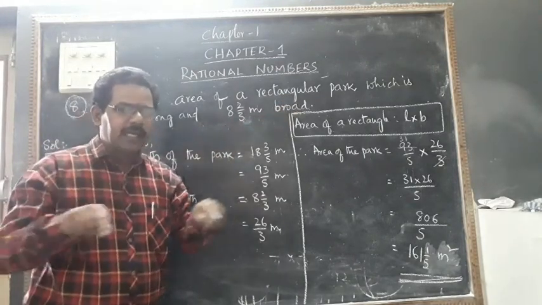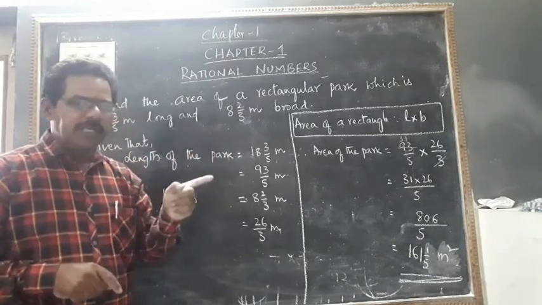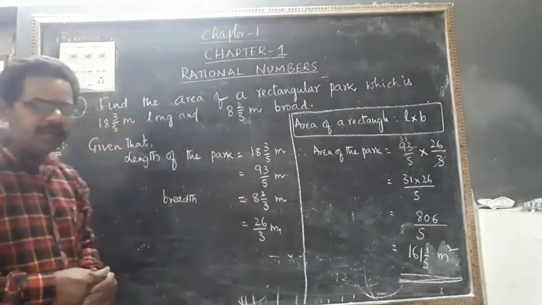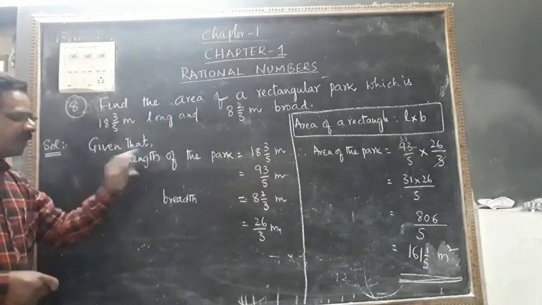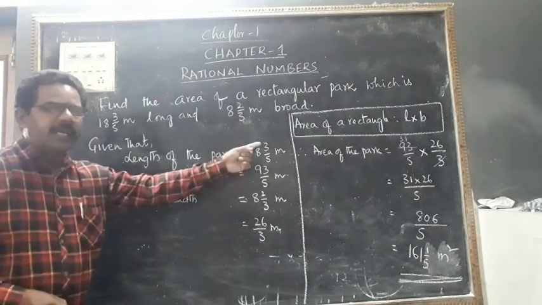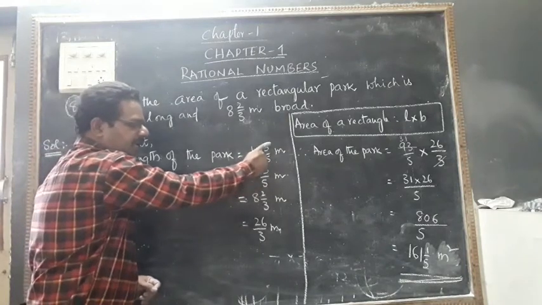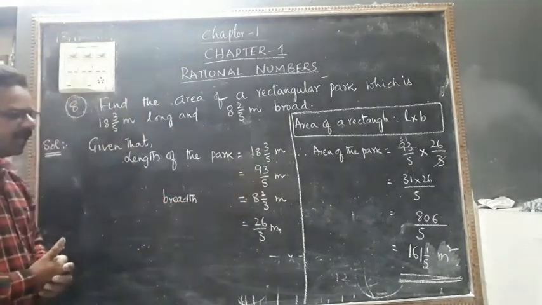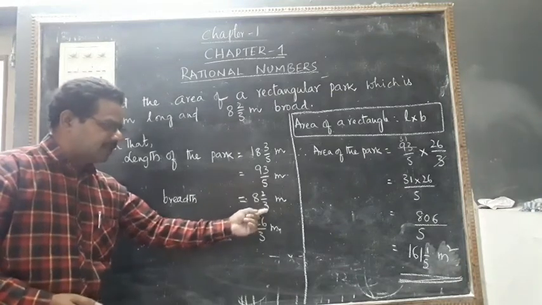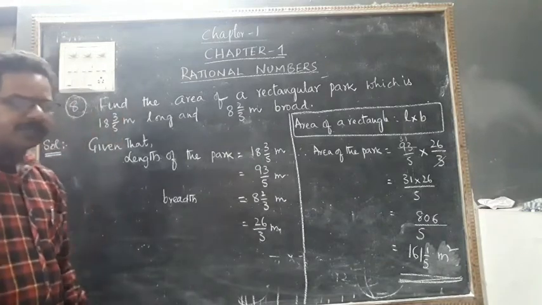To find the area of a rectangle, two parameters are required: one is length and one is breadth. If you multiply these two, we get the area of the rectangle. So coming to the solution, given that the length of the park is equal to 18 and 3 by 5 meters, that is 5 into 18, 90, 90 plus 3, 93 by 5 meters. Breadth is equal to 8 and 2 by 3 meters. 3 8s are 24 plus 2, 26 by 3 meters.